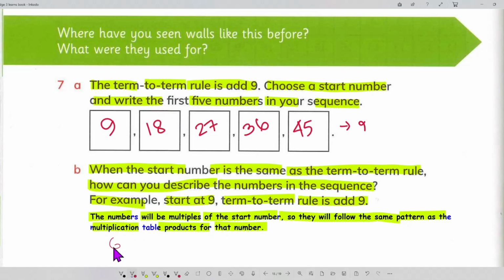Suppose the term-to-term rule is 6. So 6, next 12, and this is also the multiplication table of 6, like 6 times 1 is 6, 6 times 2 is 12. Similarly, 6 times 3 will be 18, and also the term-to-term rule is add 6: 6, 12 and 18. Very simple.